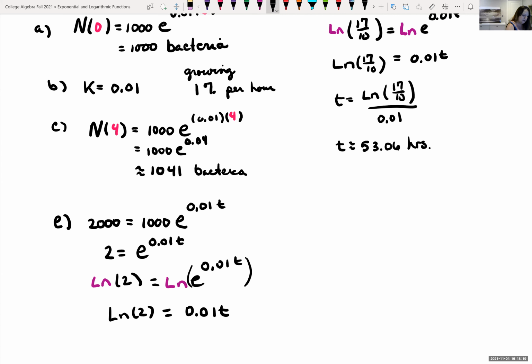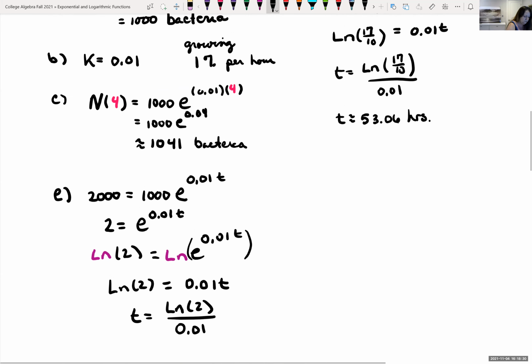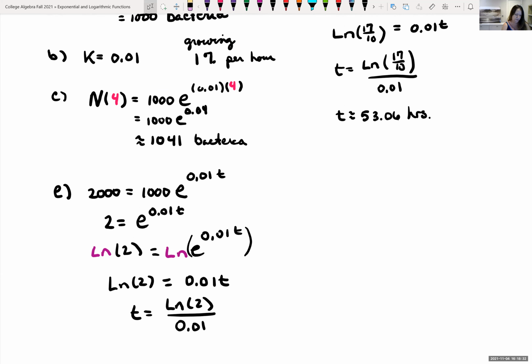So let's divide both sides by that 0.01. And so we get T is equal to the natural log of 2 all over 0.01. So plugging that in, natural log of 2 in your parentheses divided by 0.01 gives us 69.31 hours.